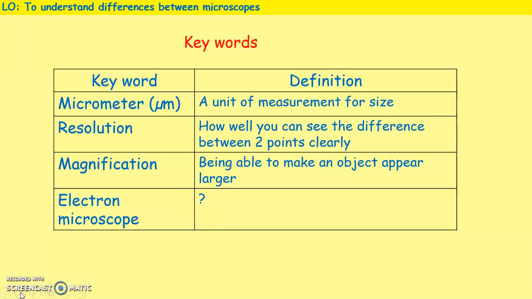Our keywords then are micrometer, which is a unit of measurement even smaller than a millimeter. The resolution is how clearly you can distinguish between 2 points. Magnification, being able to make an object appear larger. And by the end of this session, you'll be able to give me a definition of what an electron microscope is.